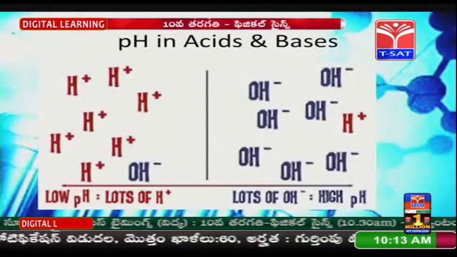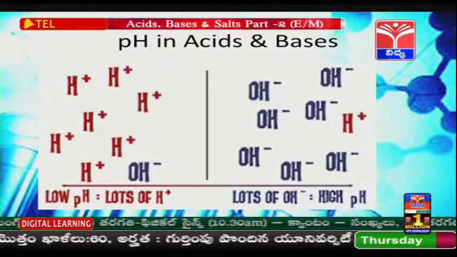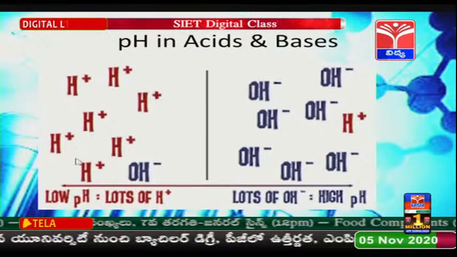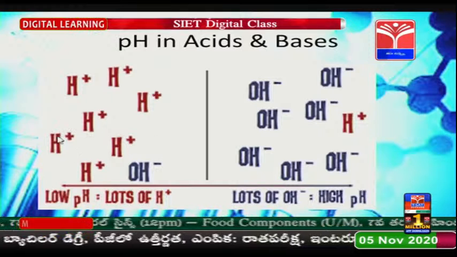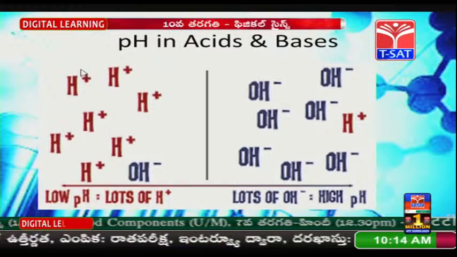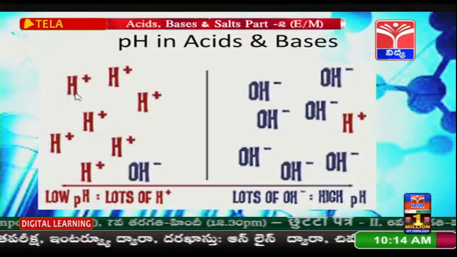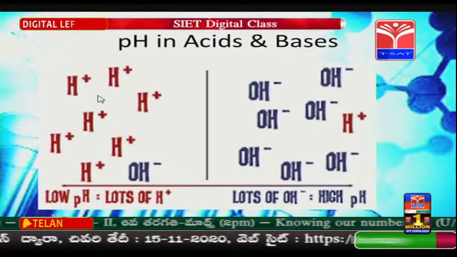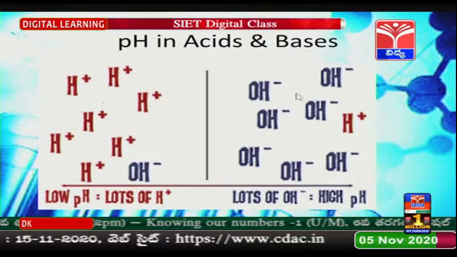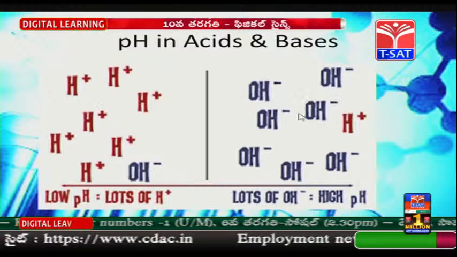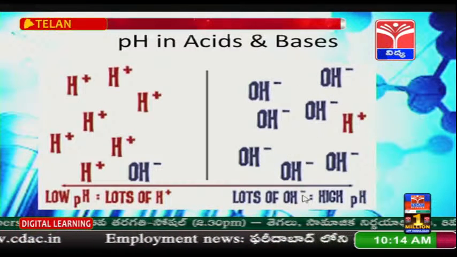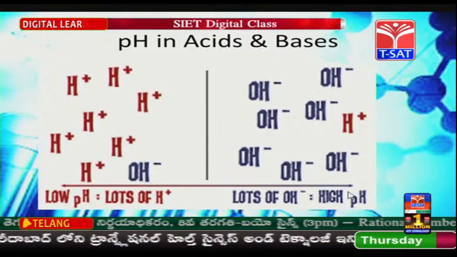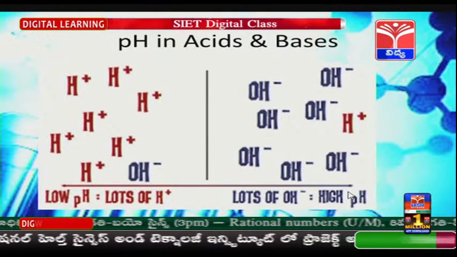pH in acids and bases. Let us look. If the hydronium ion or hydrogen ion concentration is more, it indicates pH is low, that implies it is an acid. On the other side, if we see OH- ion concentration is more, lots of OH- implies high pH value, that implies the solution is a base.